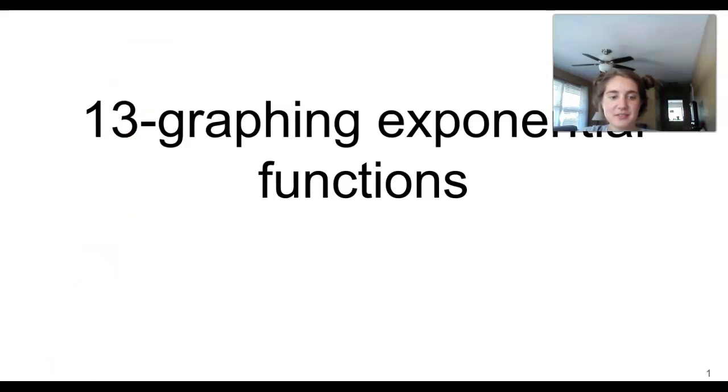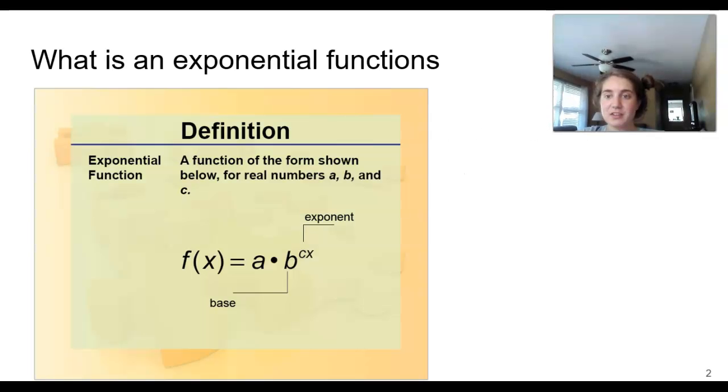Hi, you guys. We're going to go ahead and start skill 13, graphing exponential functions. So once we begin, let's just define an exponential function. It's a function where the variable is the exponent. Kind of like this, our x is an exponent.